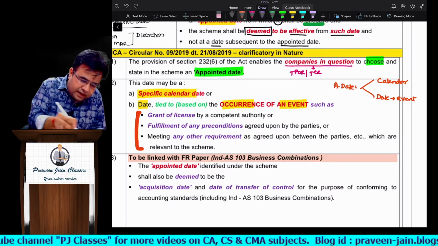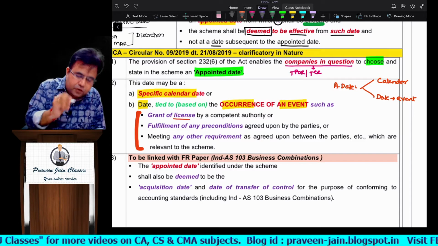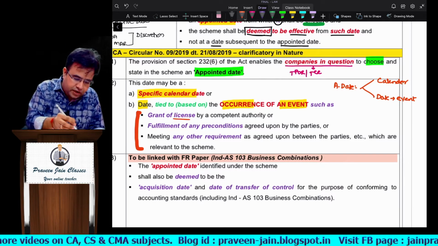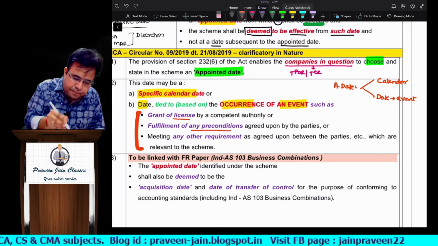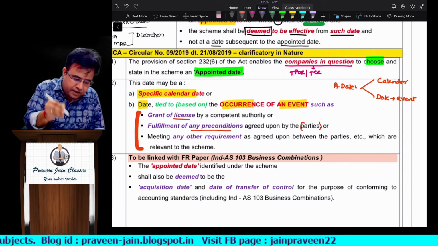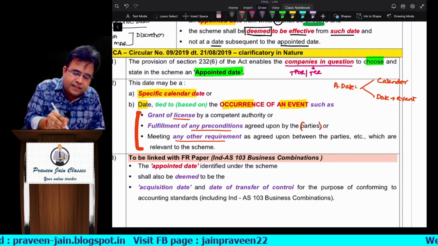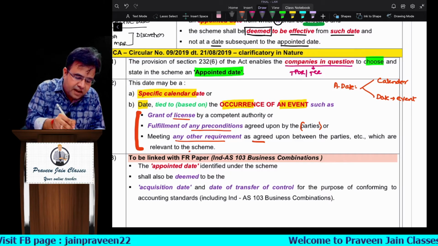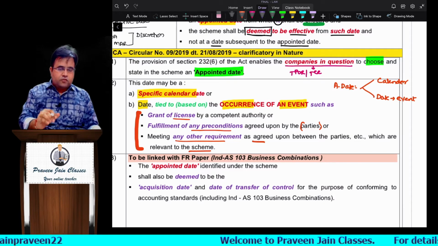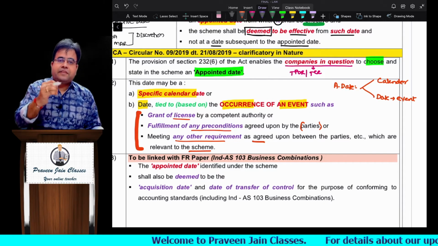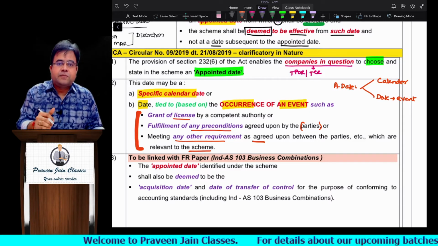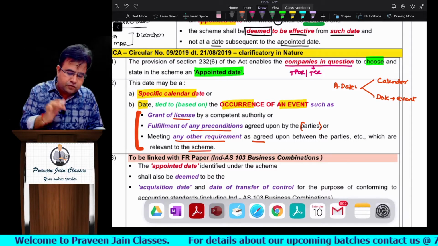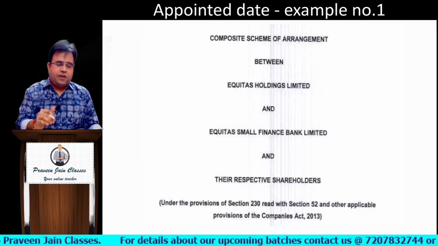Now, sir, that event can be whether with respect to grant of license from the authority, or fulfillment of any precondition agreed between the parties, or meeting of any other requirements as agreed upon by the parties, etc., which are relevant to the scheme. Now, what I have done, sir, we have taken some examples of compromise or arrangement schemes of companies, sir. So let us try to see what exactly we are talking about, sir.